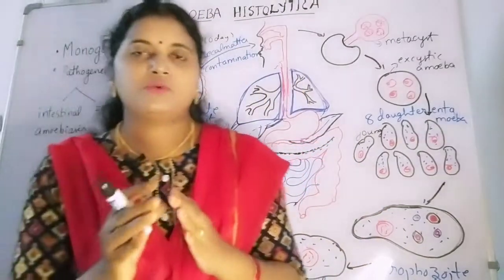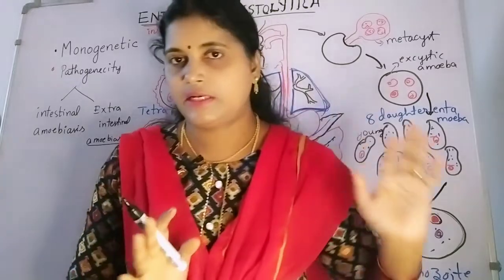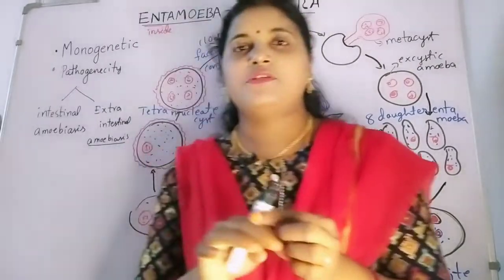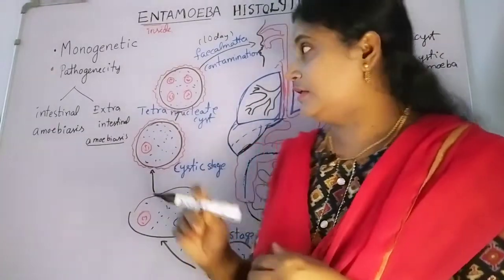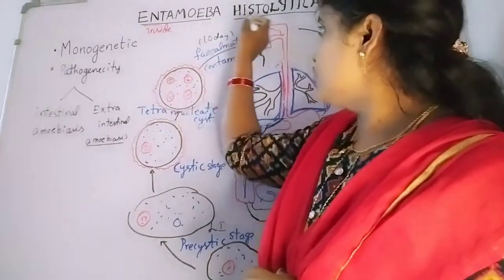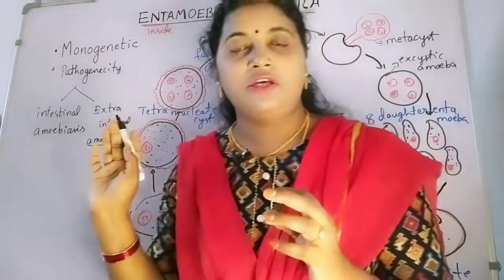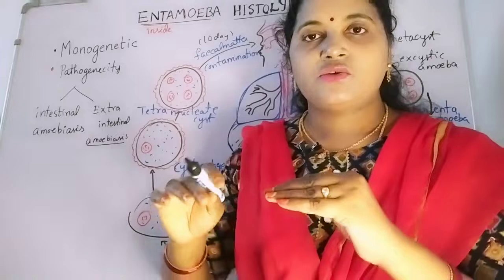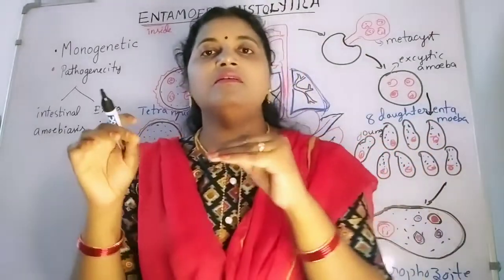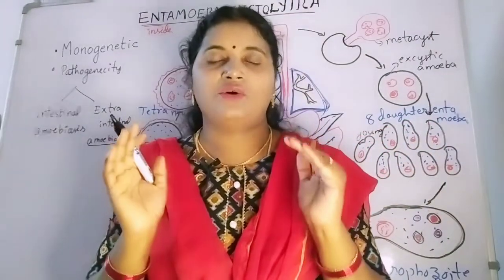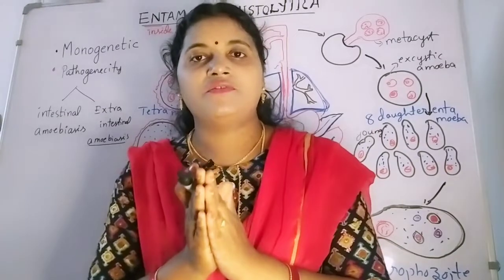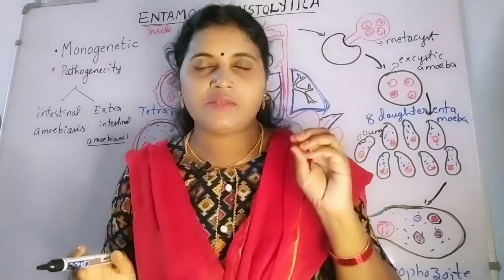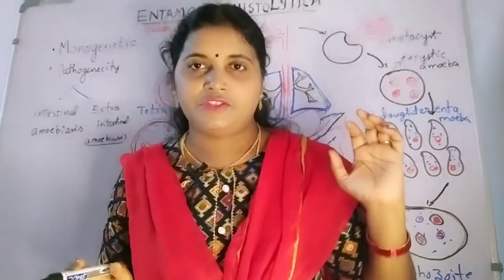So what is protozoa? Protozoans are unicellular organisms. Observe the name Entamoeba histolytica. Entamoeba: ento means inside. It is present inside the body of the living organism, and especially in which part? The large intestine, the lumen of the large intestine.